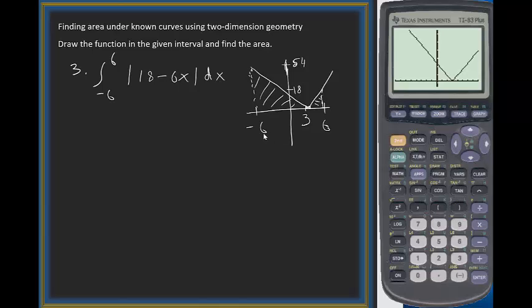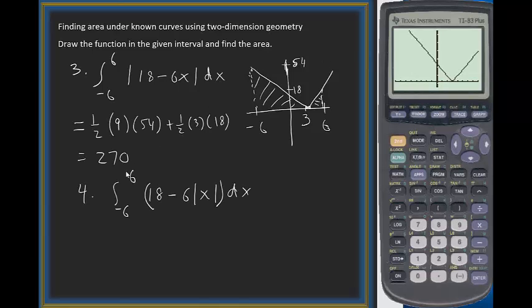Now when you're looking for the area of the region bounded here, you can see that it intersects at 3, because if you write 18 minus 6x is 0, you get x equals 3. So then we have one triangle here. The base is 9 units, look at here, and the height is 54. You can easily find the area of this, and this other one has base 3 and height 18. Find these two areas and add them together, because we have the absolute value sign. After simplification we get 270.